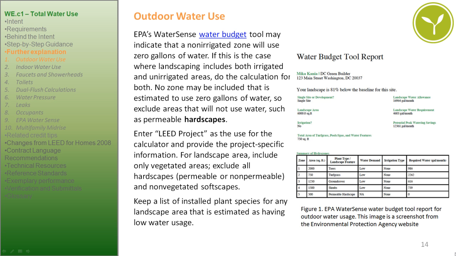Enter LEED project as the use for the calculator and provide the project-specific information. For landscape area, include only vegetated areas, exclude all hardscapes, permeable or non-permeable, and non-vegetated softscapes. Keep a list of installed plant species for any landscape area that is estimated as having low water usage. See Figure 1, EPA WaterSense Water Budget Tool Report for outdoor water usage. This image is a screenshot from the Environmental Protection Agency website.